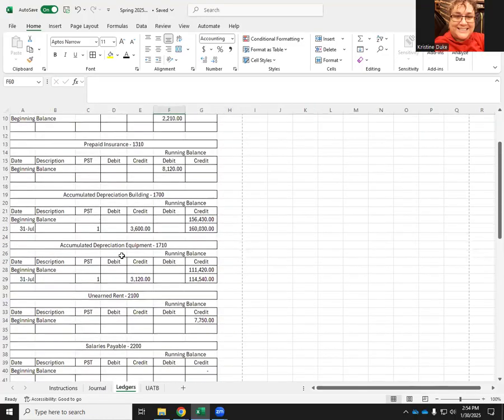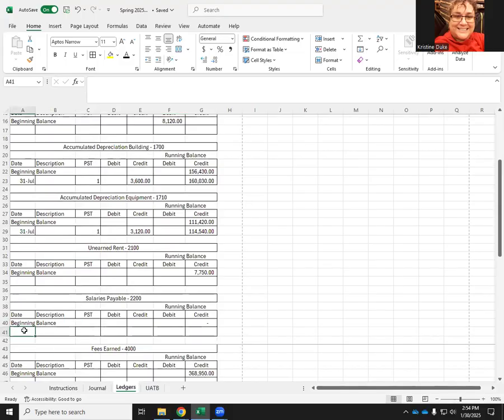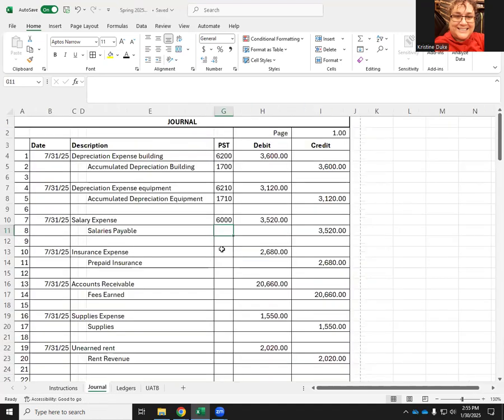Salary payable is up here somewhere. Here we go. Now, sometimes the textbook will also have you put in here adjusting entry. You can do that if you so choose. My credit is 3,520. I hope I make a mistake. That would be fun. Okay, my GL account is 2,200.